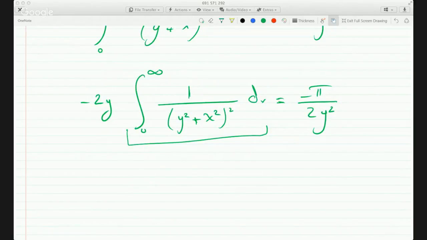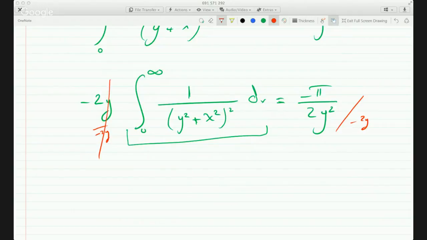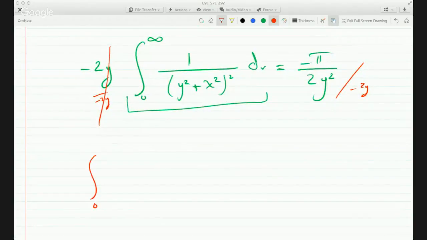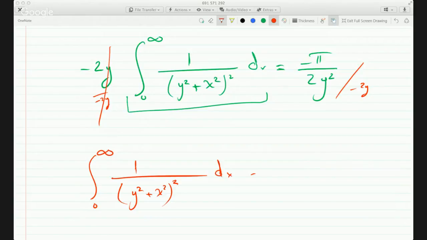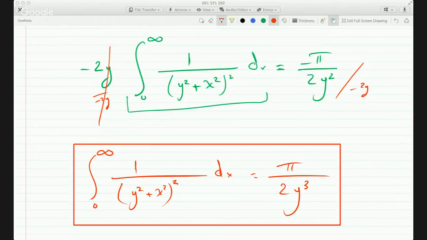I can divide both sides by negative 2y. So divide here by negative 2y and here by negative 2y. So those guys go away, and I am left with exactly what I'm after. The integral from 0 to infinity of dx over y squared plus x squared, squared is equal to pi over 4y cubed, since the minus cancels the minus. This is the final result. That's how you could figure out the answer of the last integral using the first integral.